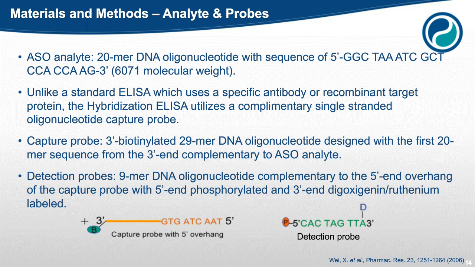The detection probes are 9-mer DNA oligonucleotides complementary to the 5' overhang of the capture probe, with 5' phosphorylated and 3' digoxigenin or ruthenium labeled.